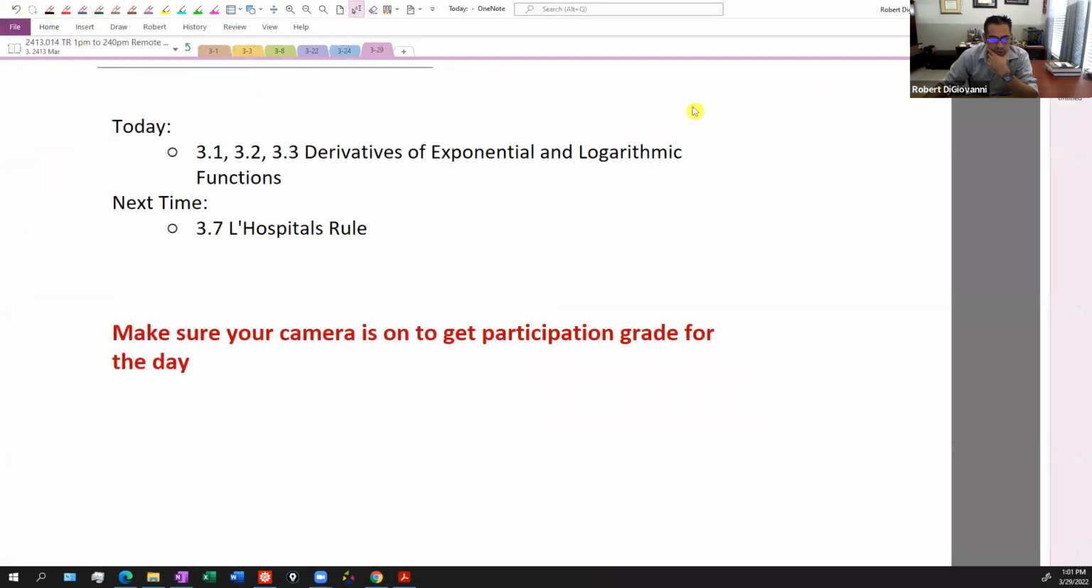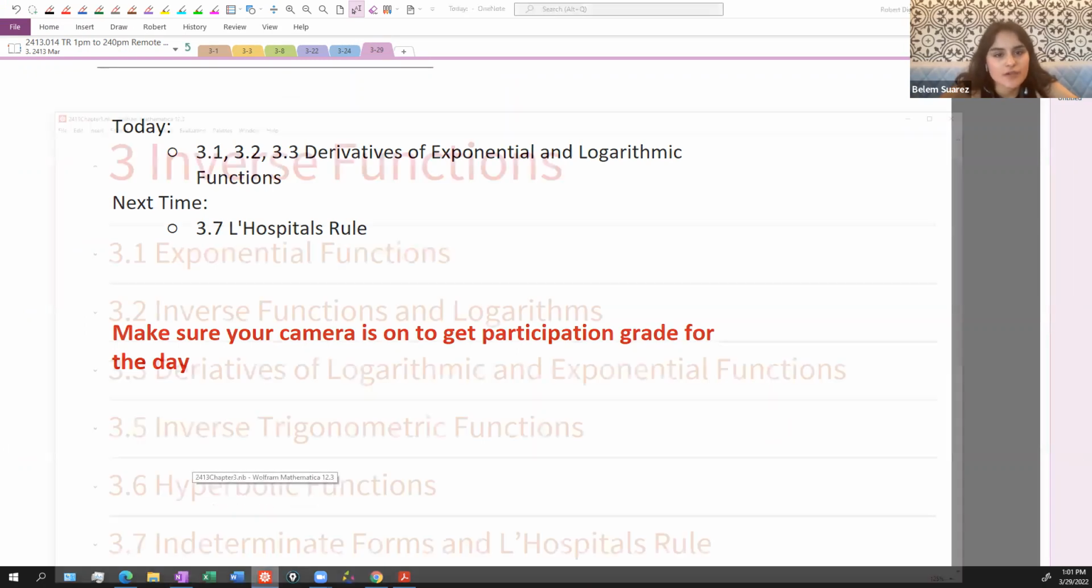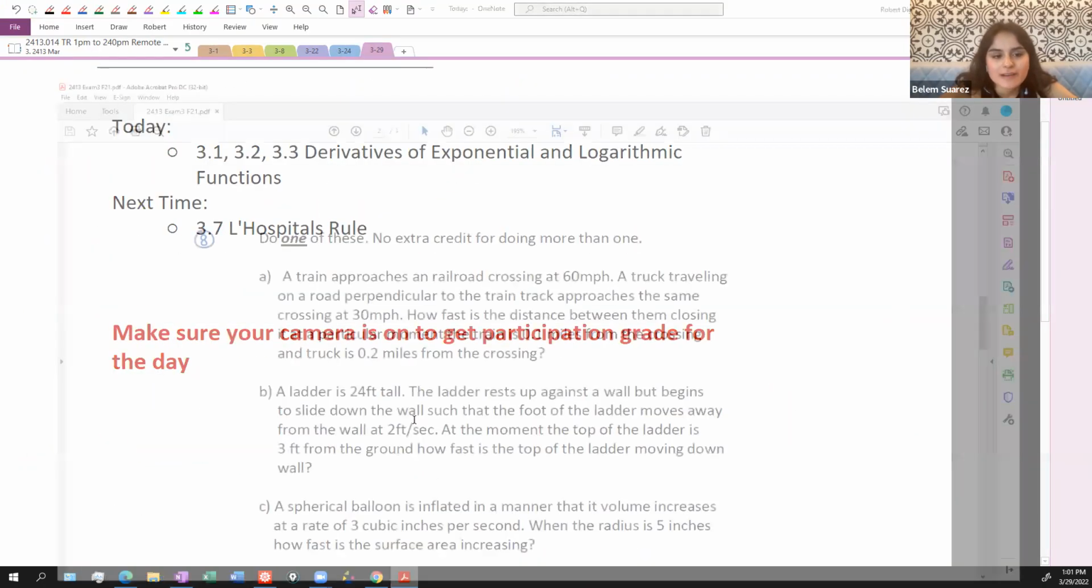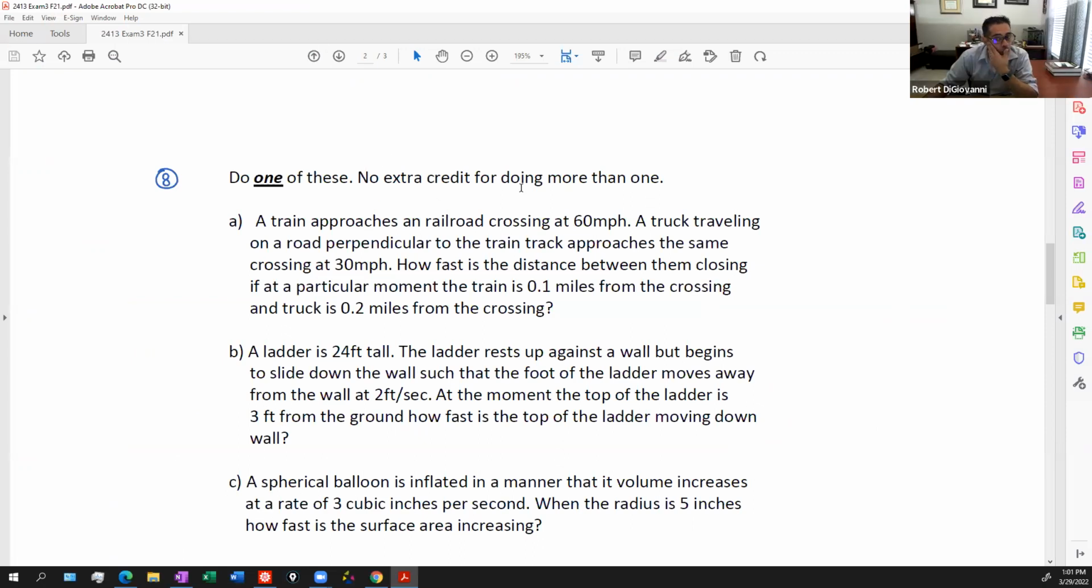What if we do two and one is right and the other is wrong? Would you count the right one? Well, I put here no extra credit for doing more than one. So you have to pick the one you're going to do. If you do two of them, then you have to tell me which is the one you want me to grade. Yeah, so you've got to make a choice.